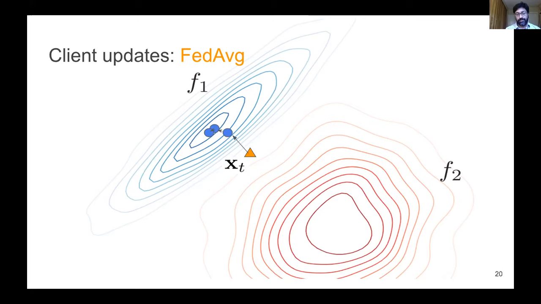So even if you actually initialize your server model to the optimum point, you might still start moving away from it. Because if you start from the optimum point, then each local update will take you closer to the local optimum for the client. And then when you average the local optima, you're going to end up with a point that is not the global optimum. So it's pretty evident that even if you initialize the server model at the optimum, you might actually move away from the optimum point. Okay. So that's an intuitive picture, and we can actually formalize this.